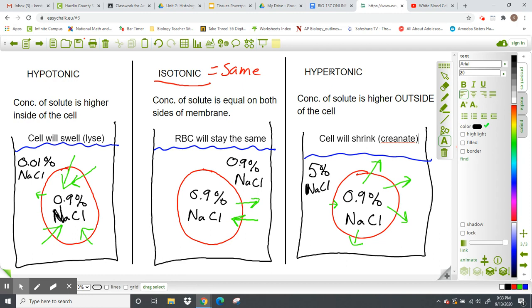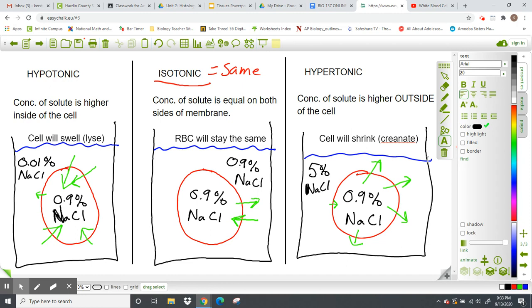Okay, this would be like if you were swimming at the beach and you swallowed a bunch of water. This is going to cause the cells around where the water is to shrink and crenate, which is what makes you sick when you drink, and you can die from drinking too much seawater. Okay, so if you have questions on this, let me know and I'll try to explain it a little bit better. So that is osmosis, right?